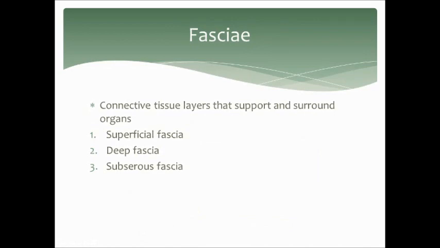So before we move on to our next types of connective tissue, we also have to talk about fascia, or fasciae, plural. So fascia is this connective tissue layer that supports and surrounds organs, and there's 3 different types. I don't care that you know the difference between these 3 types, but just know the 3 types of fascia are superficial, deep, and subserous.